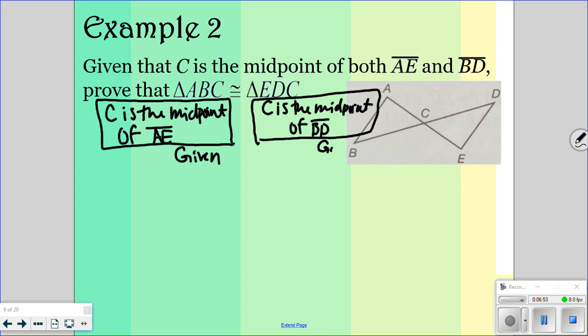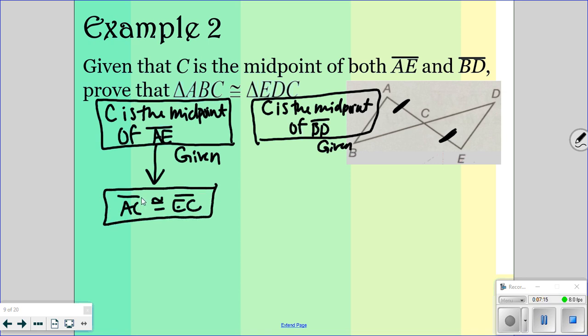And that's also given. Since C is the midpoint of AE, that means that this segment has to be congruent to that segment. So segment AC is congruent to segment EC. And what would be the justification for those to be congruent? That would be definition of midpoint.